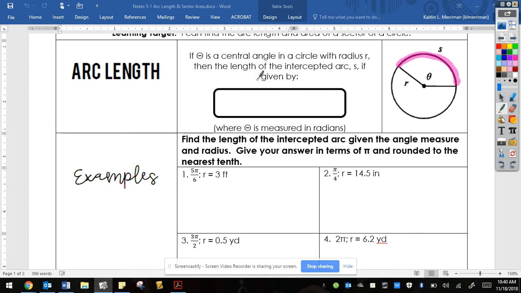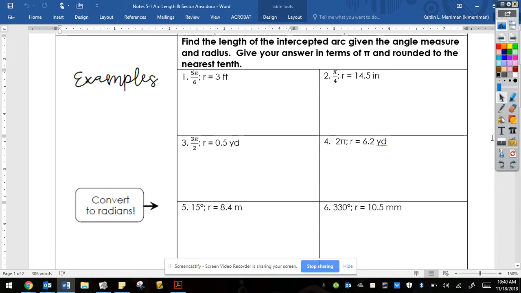The formula that we're going to use here is S equals R times theta, where S is the arc length, R is the radius, and theta is the angle, and the angle has to be in radians. Remember, that means it has to have pi with it. We're going to do the odd examples, and then you're going to try the even examples.